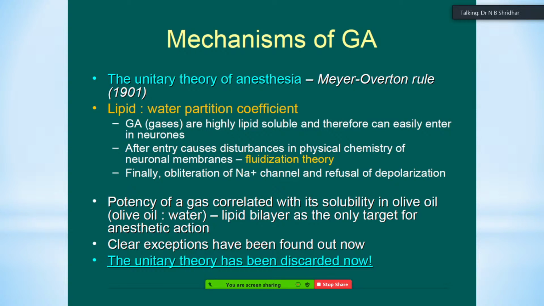And coming to the mechanism of general anesthesia, the Meyer-Overton rule is a unitary theory of anesthesia. This is a very specific rule. Always this is a FAQ, a frequently asked question. What is the Meyer-Overton rule? Here the lipid water partition coefficient is important. The gases are highly lipid soluble, therefore they can easily enter the neurons after crossing the blood-brain barrier.